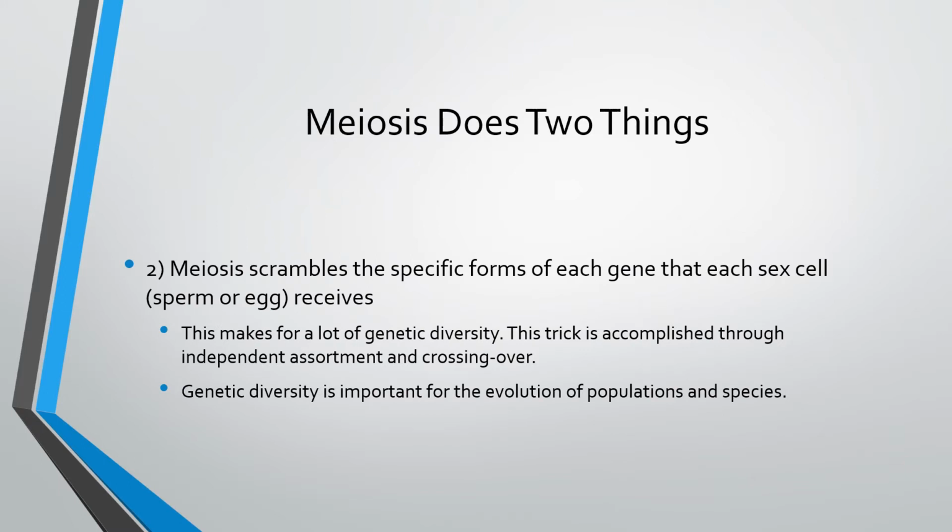Second, meiosis scrambles the specific forms of each gene that each sex cell, sperm or egg, receives. This makes for a lot of genetic diversity. This trick is accomplished through independent assortment and crossing over. Genetic diversity is important for the evolution of populations and species.